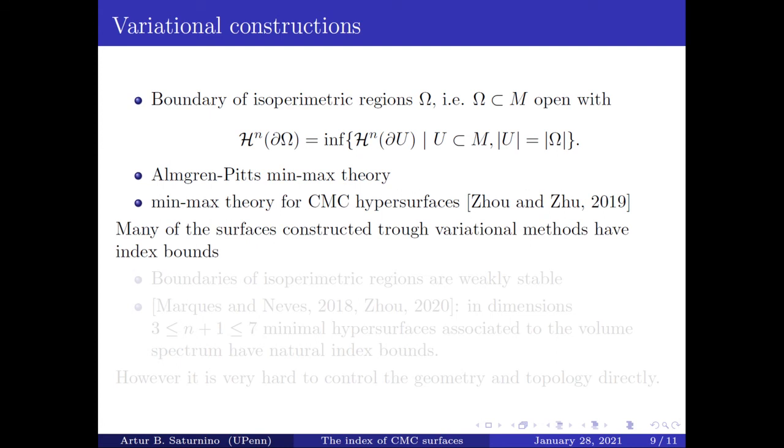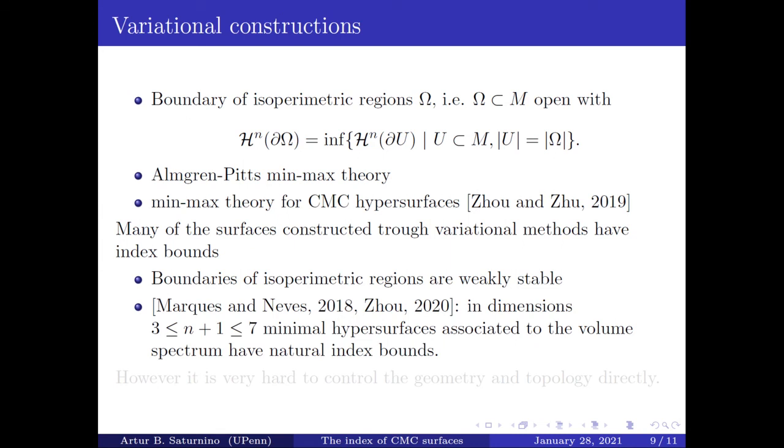And since the index is a variational quantity, we expect the index of these surfaces produced through variational constructions to be bounded by construction in a way. So, for example, boundaries of isoparametric regions are weakly stable, because they come from this minimization procedure which keeps volume.